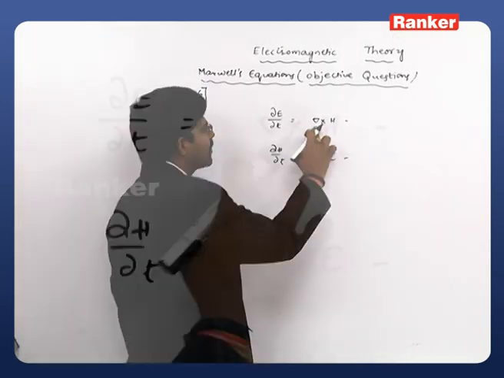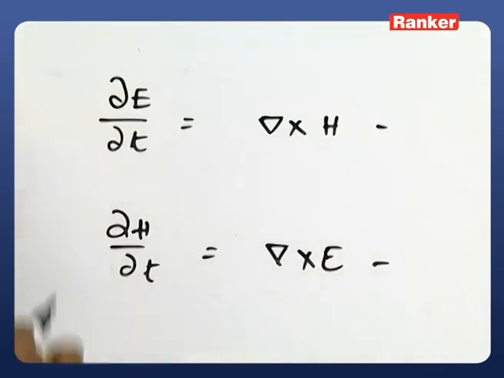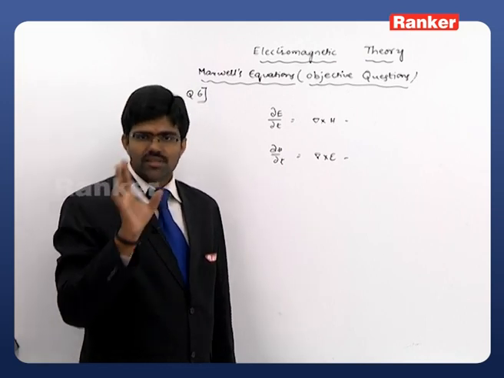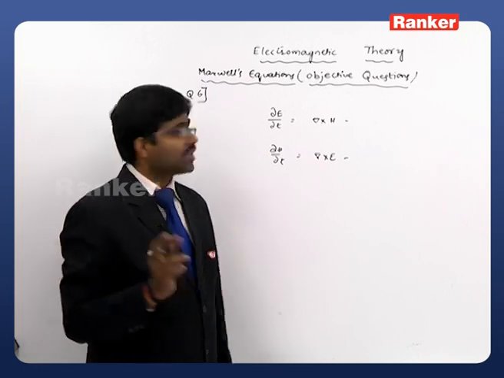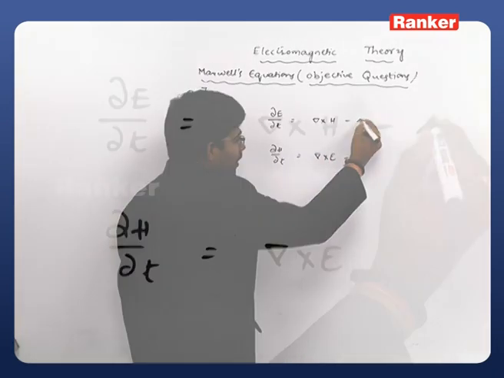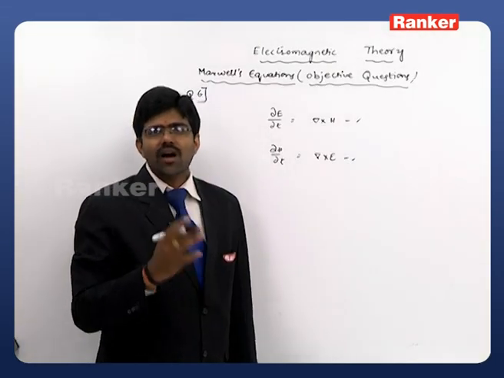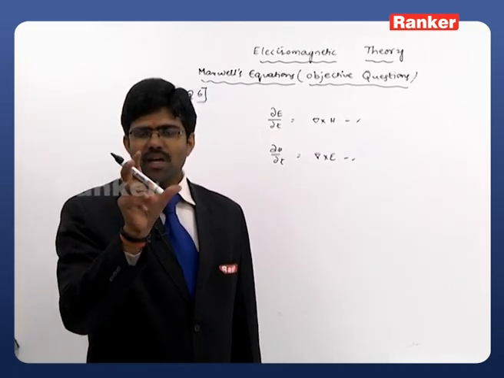From Ampere's law, del cross H is equal to dou E by dou t, and from our Faraday's law, del cross E is equal to dou H by dou t. So clearly those two statements are right. Assertion is right as well as reason is also right. But clearly remember, no one is depending on another. It is independent of this one, it is also independent of this one. So clearly R is not the correct reason for that assertion. So the option may be like this.